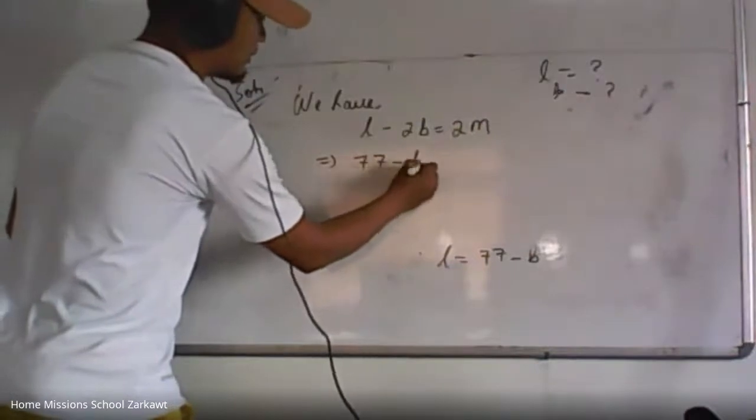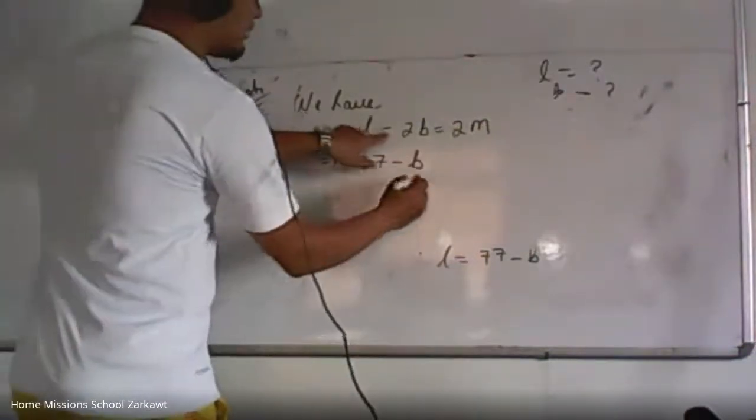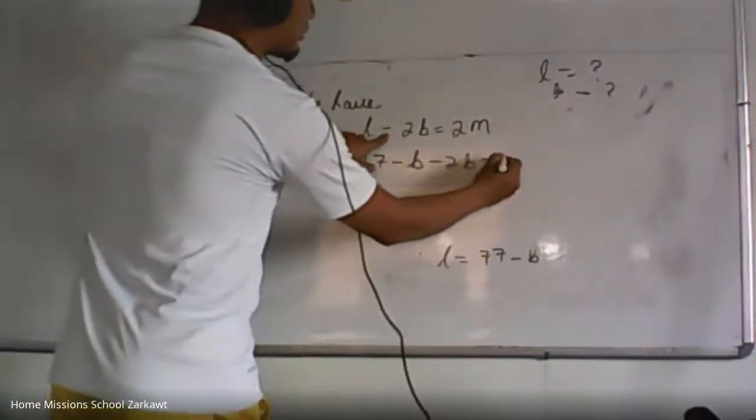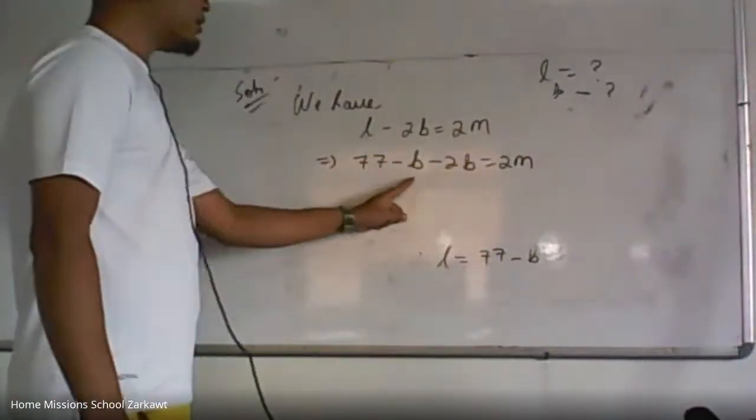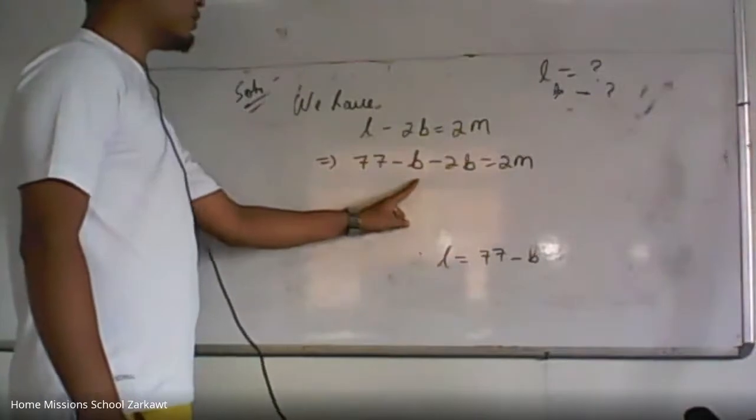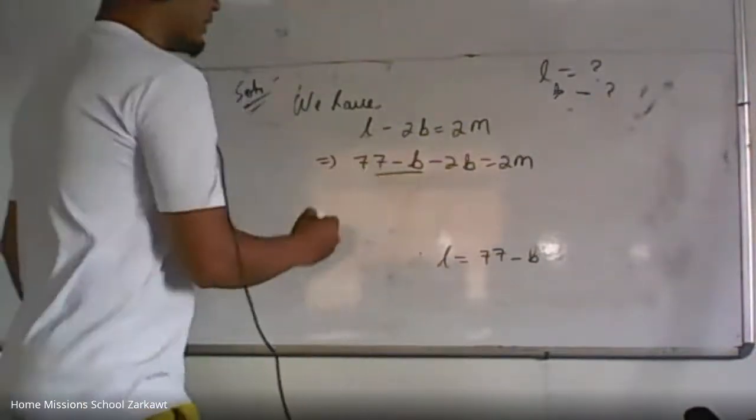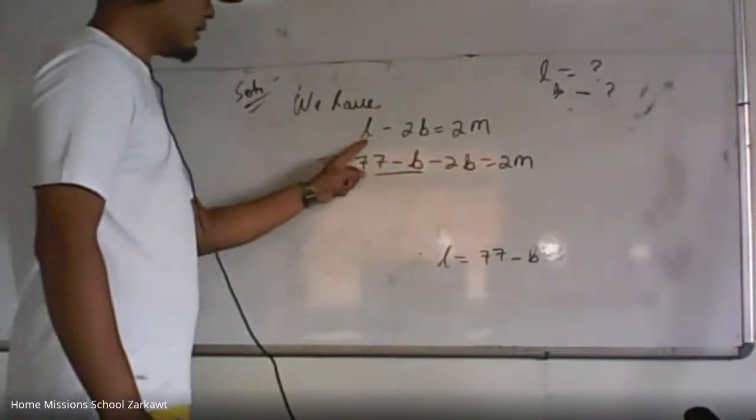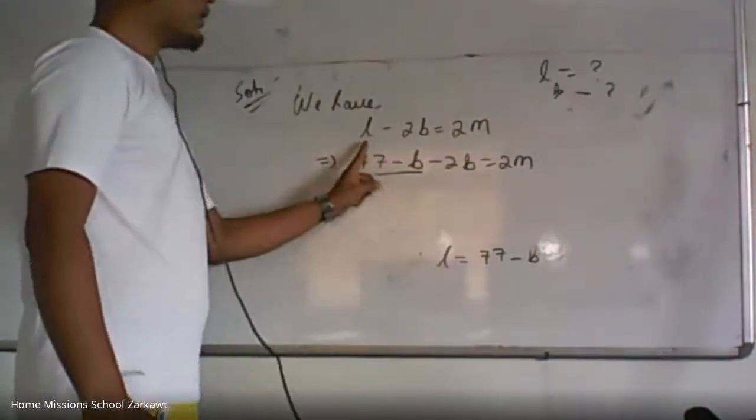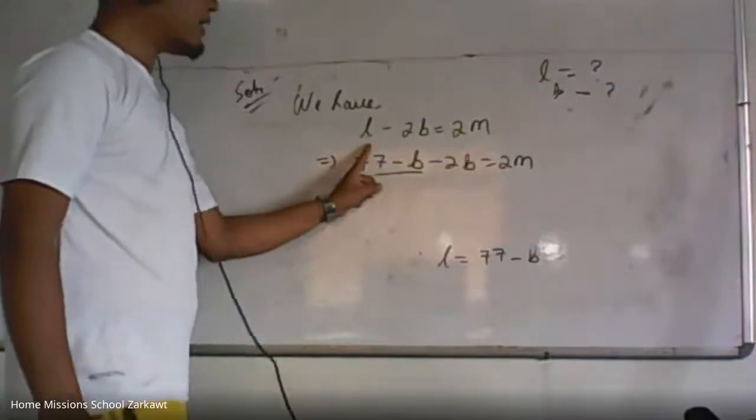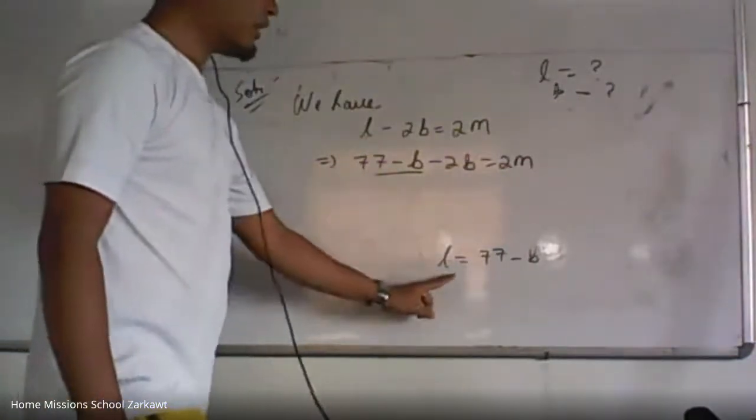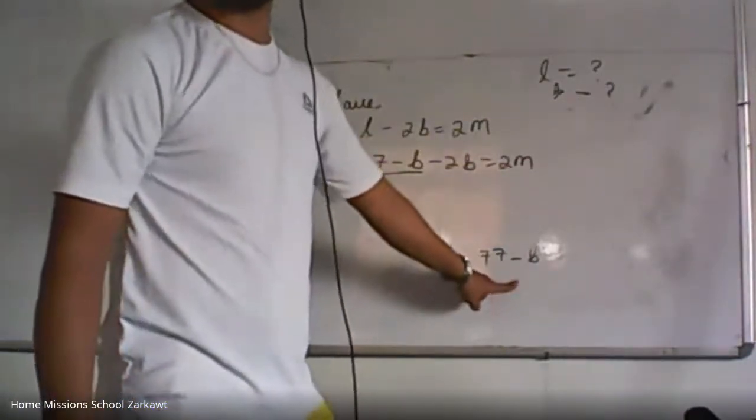77 minus B. So minus 2B equal to 7. In general, when it is 77 minus B here, we have a lot of more confusion. So 77 minus B here, L equals. After two, everything you can mount. Having marked in the copies, L equal to 77 minus B.